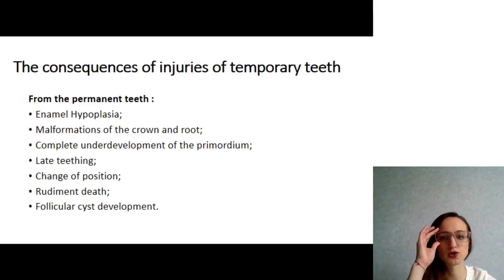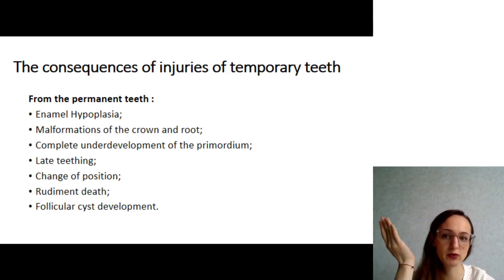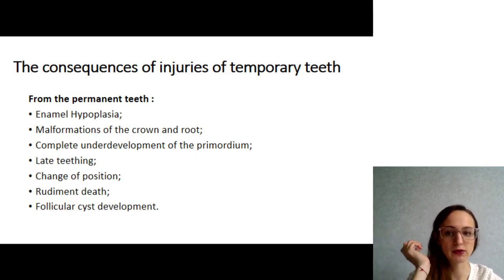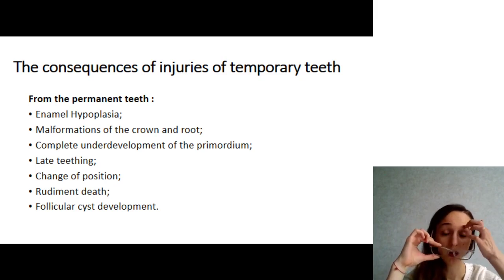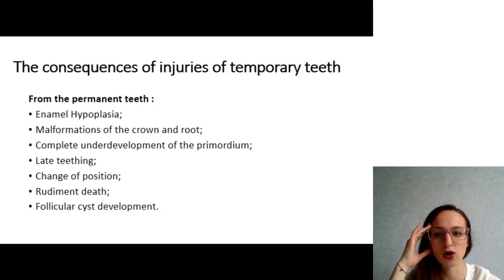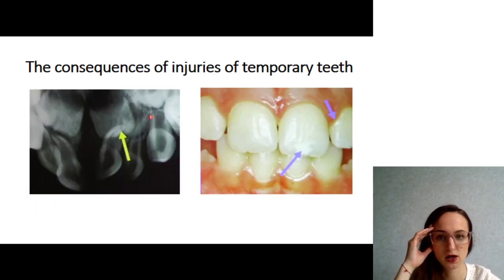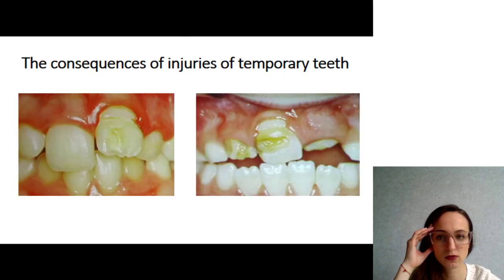The consequences of injuries of temporary teeth for the permanent teeth are enamel hypoplasia, malformation of the crown and roots, a complete underdevelopment of the primordium, then late teething, a change of position, rudimentary teeth, and follicular cyst development. The consequences of injuries. Please look, this problem with enamel.